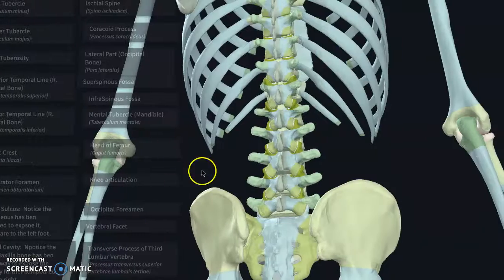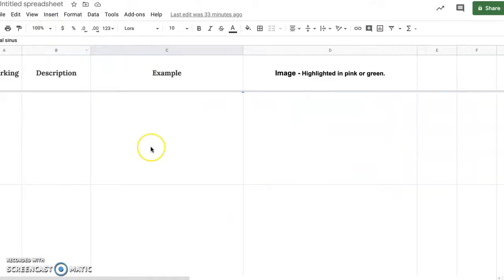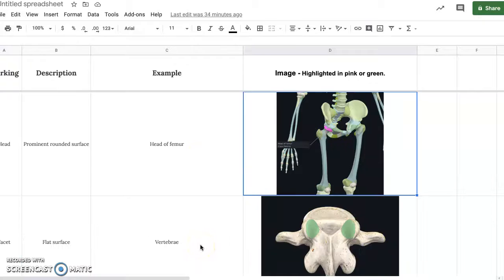And hopefully seeing this video is a lot easier than the Excel sheet that I've put together for you, which is here. So in the Excel sheet you have examples of markings, bony markings, articulations, where the definition is where two bones meet. And then an example is the knee joint. And the next one, the head. And I put a picture of the femoral head in there for you. And then there's other places where there's a head. So your assignment would be to come over here and fill in row E, column E, excuse me, put in pictures of other examples of each.